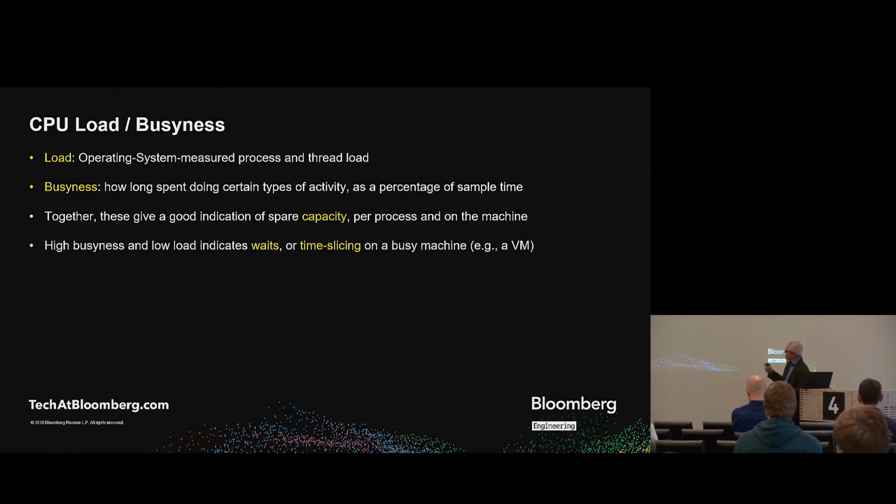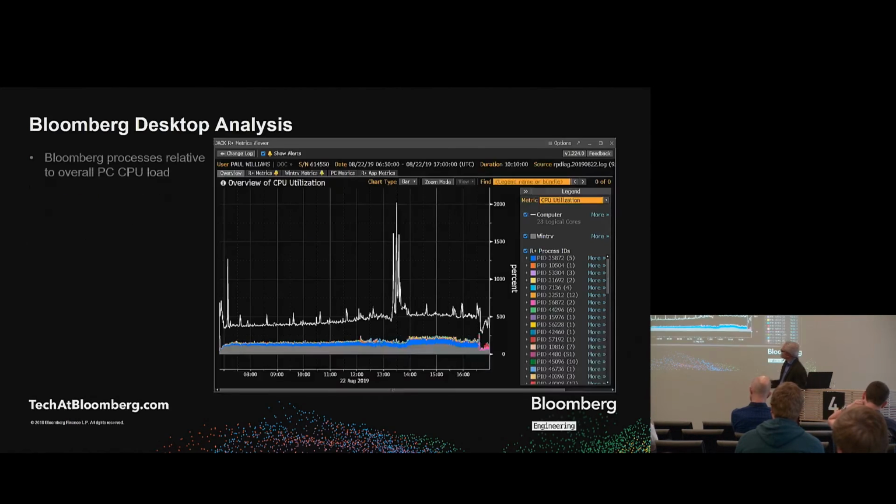It also tells us things like, high busyness using elapsed time, but low load indicates waits or even time slicing. We might be running on a VM that's supplying 8 users, but maybe it's only got 4 cores. So something's got to give there, and we can actually measure these kind of things.